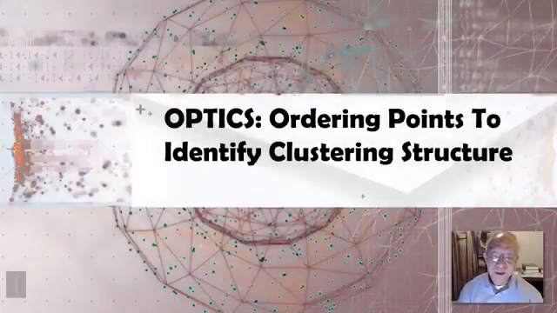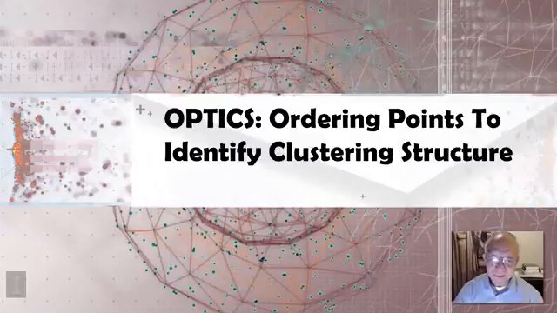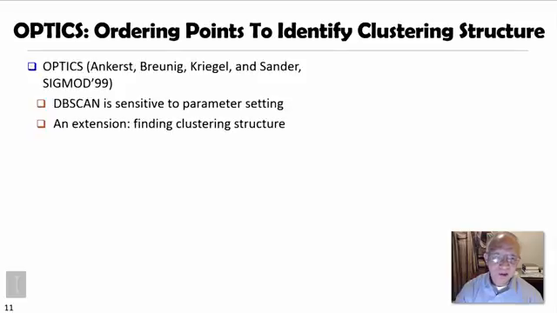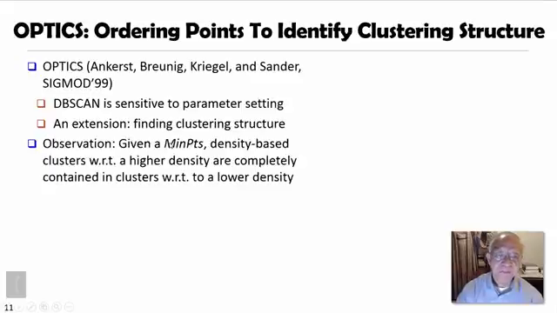In the last session, we discussed DBSCAN, a density-based clustering method. For the same group of authors, they later invented another interesting algorithm called OPTICS, Ordering Points To Identify the Clustering Structure. Why did they want to do that? Just because DBSCAN is sensitive to parameter setting. So OPTICS extended DBSCAN, but made it much less sensitive to parameter setting because it can find a clustering structure. This algorithm was developed by almost the same group of authors in SIGMOD 1999.